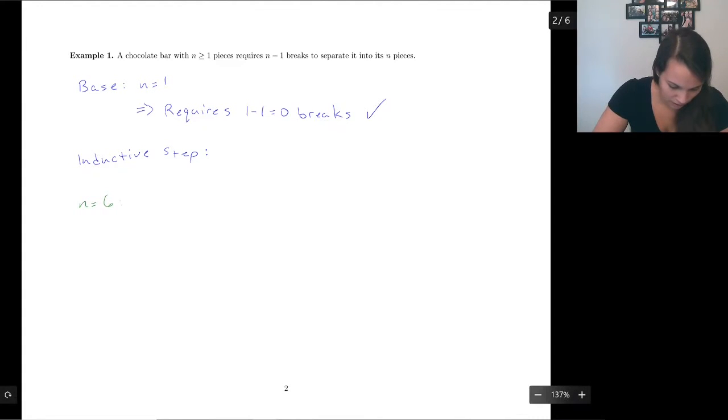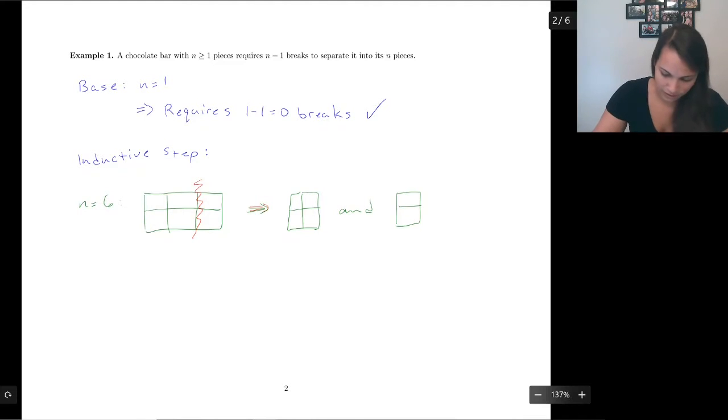So then we could have a bar broken up into 6 pieces. And we could do a break like this. Then we get a piece of 4 and a piece with 2. So notice we broke it into 2 separate pieces.